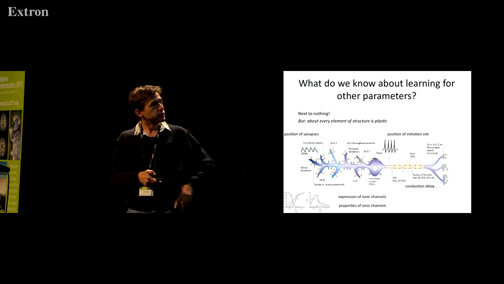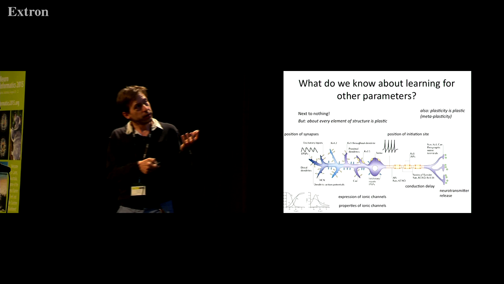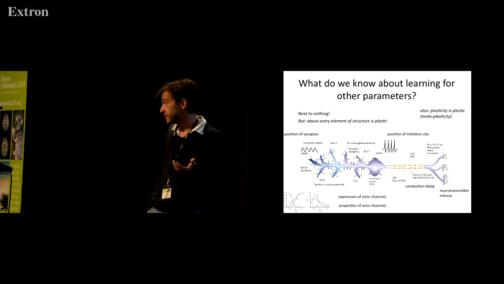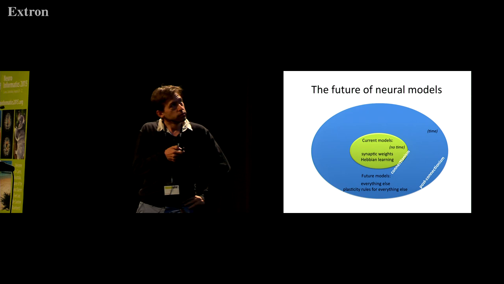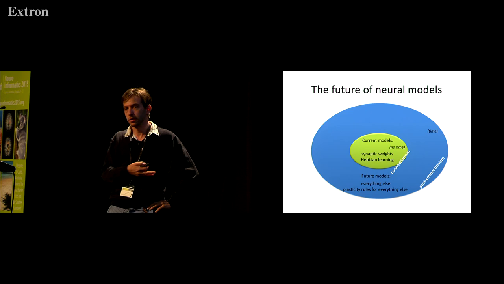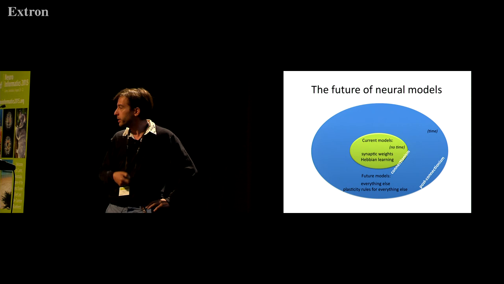So the point is, basically every parameter in the models that we use in neuroscience research is plastic, but we generally don't take this into account. And the reason is we don't really know how those parameters change. As I mentioned in the introduction, because we don't know a lot about all these aspects, we are mostly focused on synaptic weights and learning based on activity of those weights. But what is going to emerge, I anticipate, in the future is models that take into account the plasticity of all those other non-connectionist structural parameters.